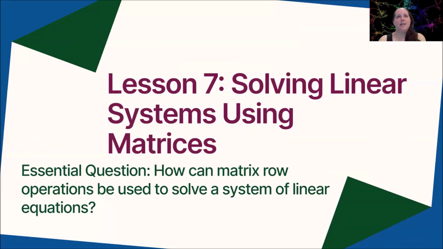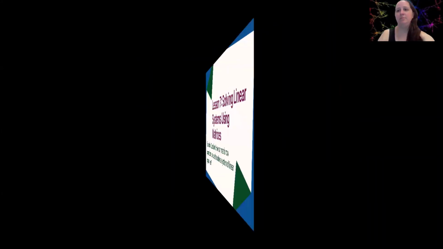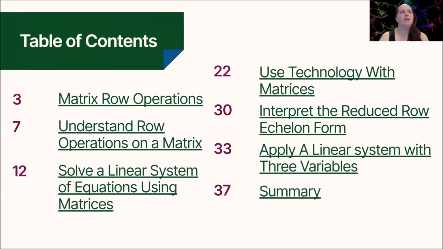All right, this is lesson 7, solving linear systems using matrices. Our essential question is, how can matrix row operations be used to solve a system of linear equations? Here is our table of contents. We're going to be talking about matrix row operations, understanding how they work, solving linear systems of equations using matrices, using technology with matrices, interpreting what we find, and applying a linear system with three variables.